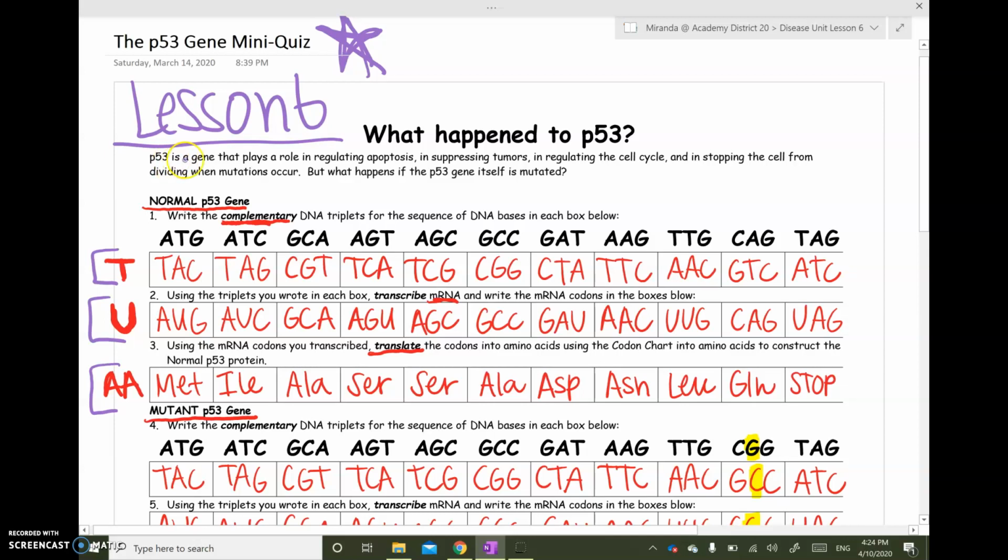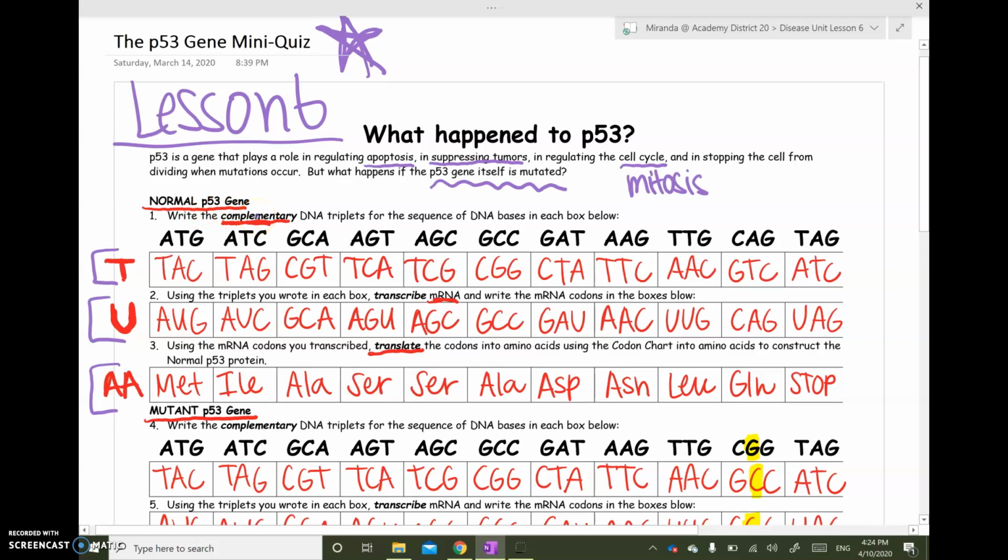So P53 is a gene that plays a role in regulating apoptosis, in suppressing tumors, in regulating the cell cycle, which is a fancy word for mitosis, and in stopping the cell from dividing when mutations occur. But what happens if the P53 gene itself is mutated? Okay, so we're going to do normal P53.